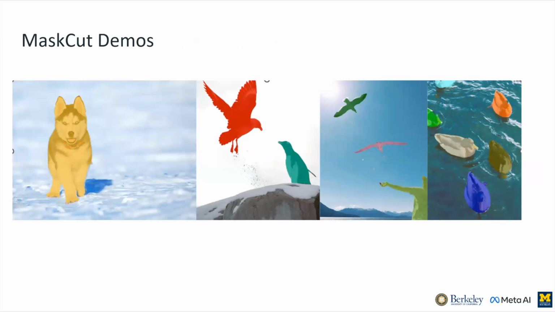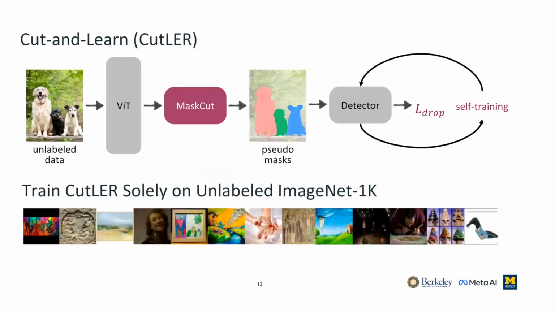So this is all completely unsupervised. There were no labels used to create these masks. These are found by the MaskCut method and then used to train the Cutler method, which can then be used very efficiently to infer masks on large datasets.